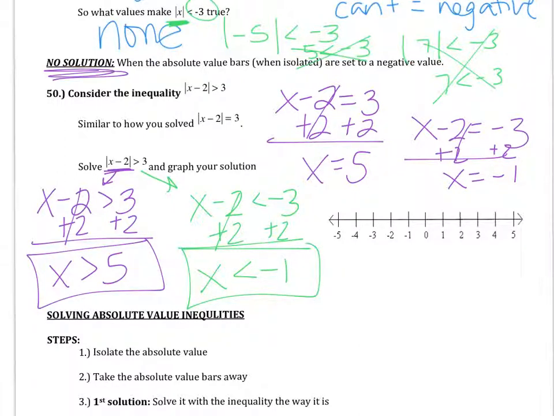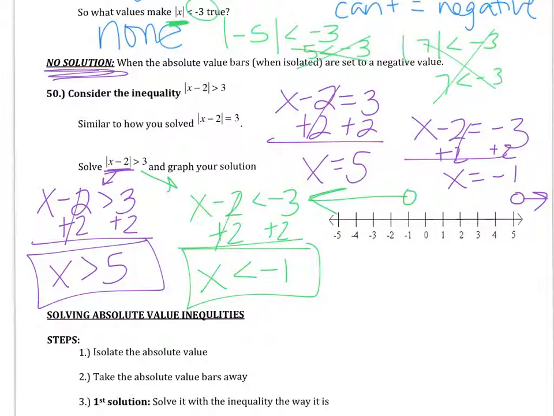So we are going to plot these. x is greater than 5. That's an open point with an arrow going to the right. x is less than negative 1 is an open point with an arrow going to the left. So we're going in opposite directions. Anything bigger than 5 would work, or anything less than negative 1 would work.